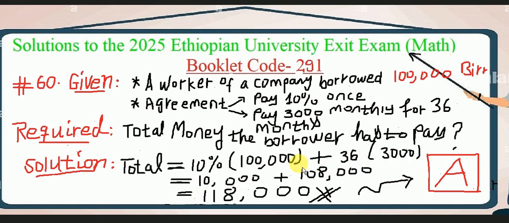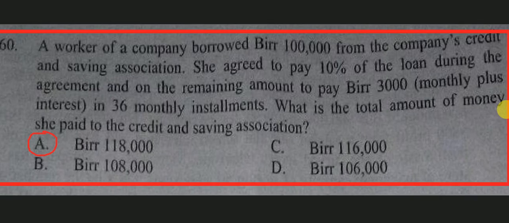10% of 100,000 means 10,000, and 36 times 3,000 means 108,000. When we add this we get 118,000, and this is choice A. As I said, this is the last problem not only for this video but for the entire booklet.